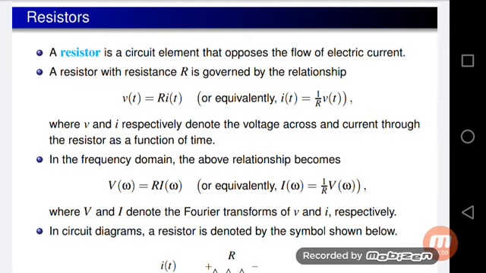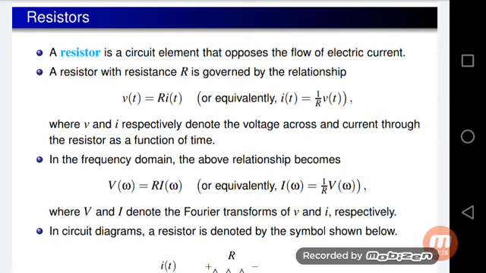In the frequency domain, the above relationship becomes V of omega equal to R I of omega, in the form of frequency domain, and that is time domain. The above equation V of t equal to R i of t is a time domain, where I of t equal to 1 by R V of t.